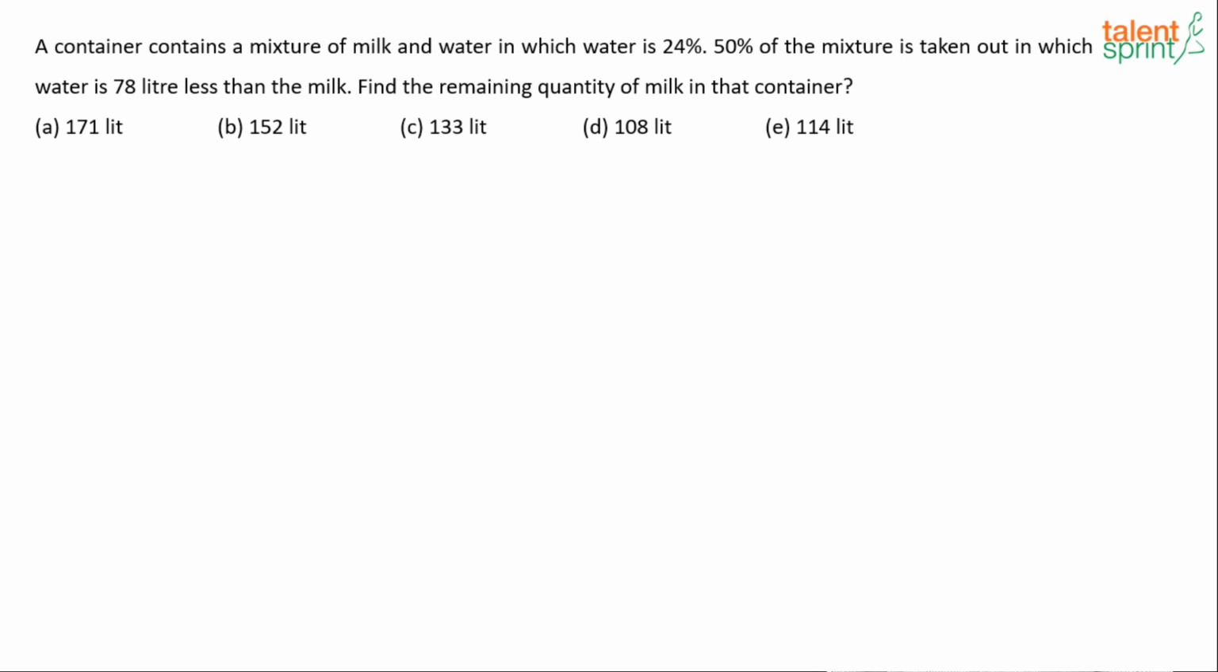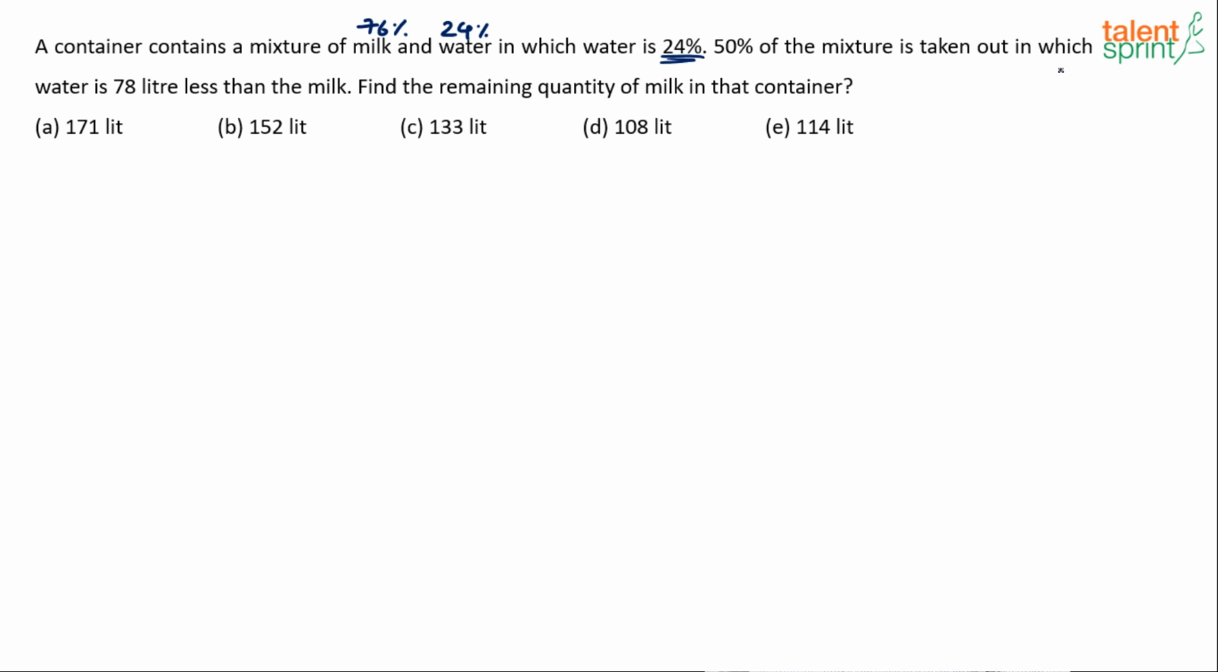Interesting one again. Let's solve this. A container contains a mixture of milk and water in which water is 24%. So obviously milk is 76%. This is 24% he says. So remaining is milk only, right? 76% milk, 24% water, because total has to be 100%. Done. So we know the ratio.